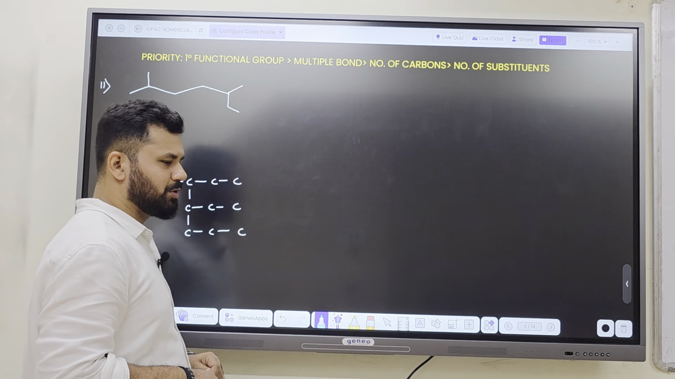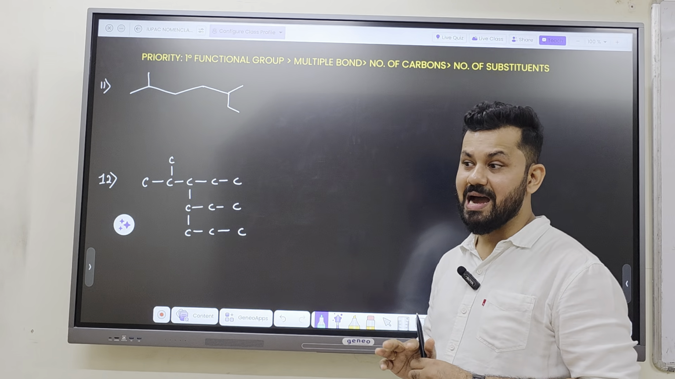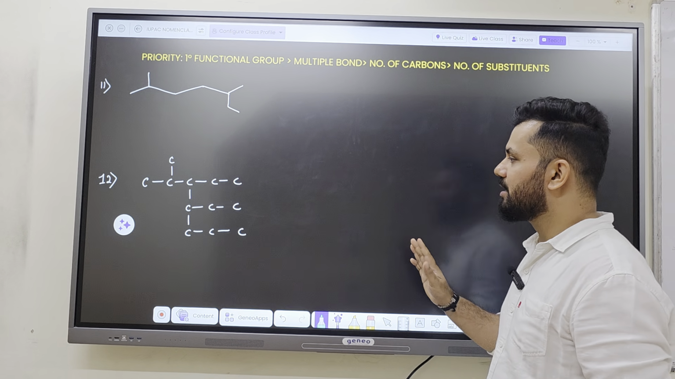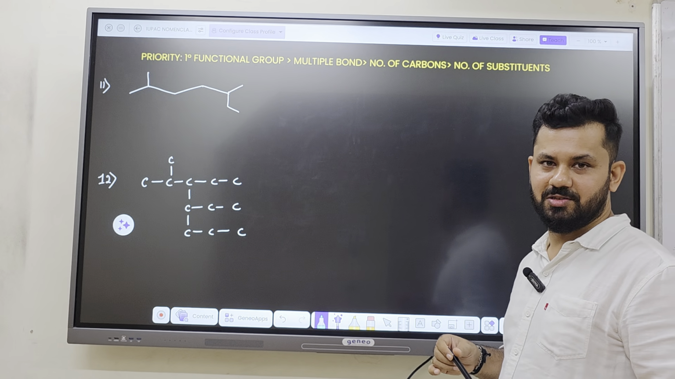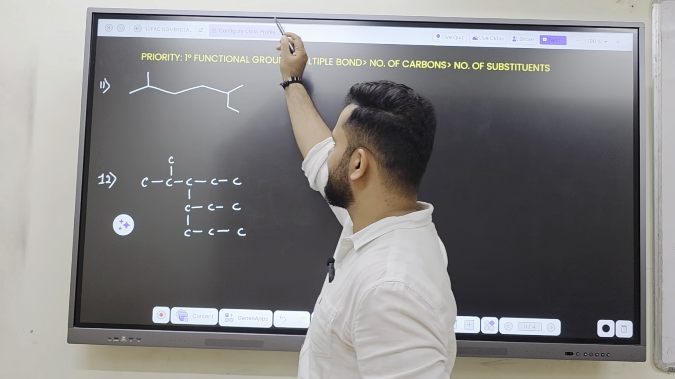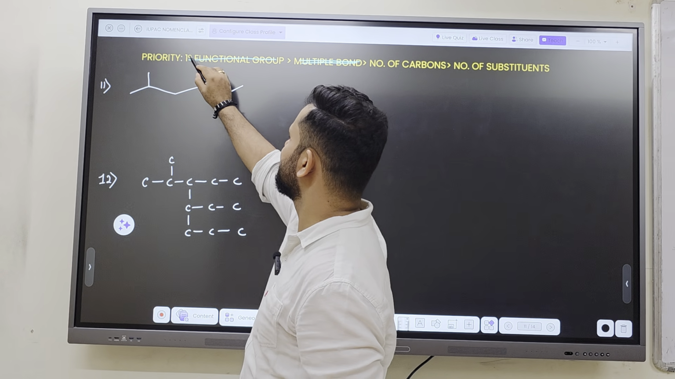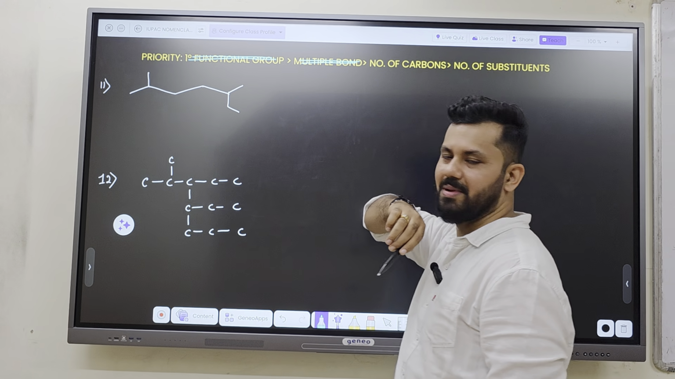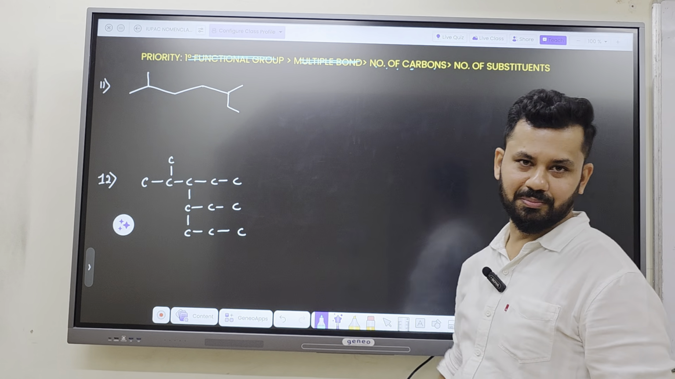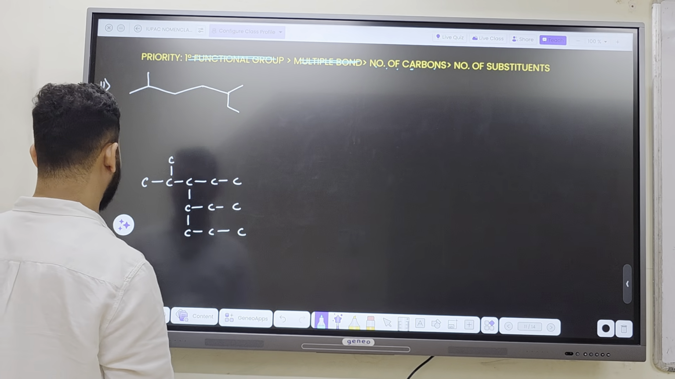Now we have come to the simpler organic compounds. I started with the functional groups and now we have moved to simple alkane chains. There is no functional group, there are no multiple bonds, so I can strike out the first two priorities. In these examples there is no functional group and there are no multiple bonds. So my motive is to select as many carbons as possible. And how can that be done? I'll give you one trick.